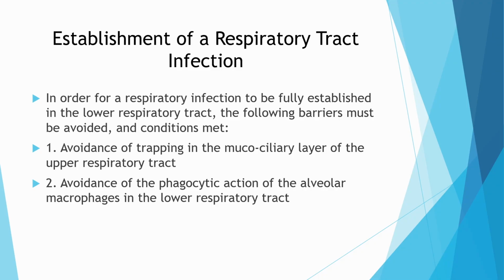So, the establishment of a respiratory tract infection. In order for a respiratory infection to be fully established in the lower respiratory tract, the following barriers must be avoided and some conditions met. Avoidance of trapping in the mucociliary layer of the upper respiratory tract, and then avoidance of the phagocytotic action of the alveolar macrophages in the lower respiratory tract.